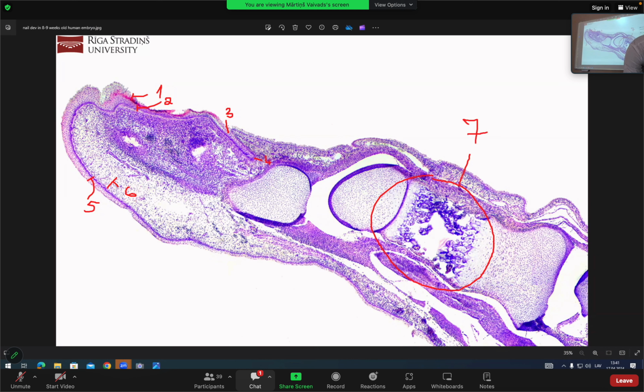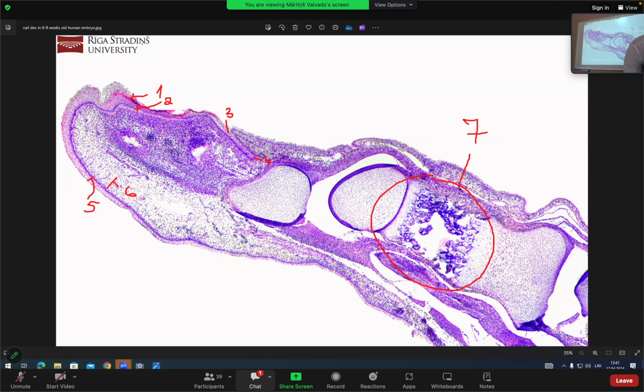Here, this red fragment. The nail plate is damaged here. It's very, very small, very limited. Nail lamina is the same as nail plate. Okay, let's move on.